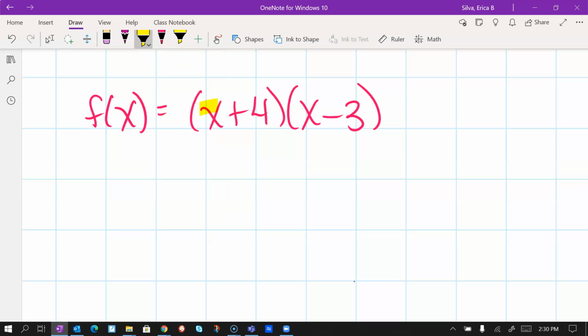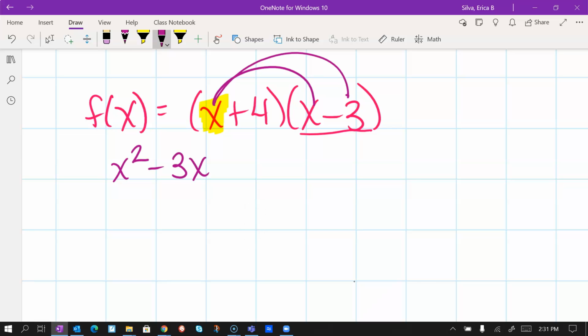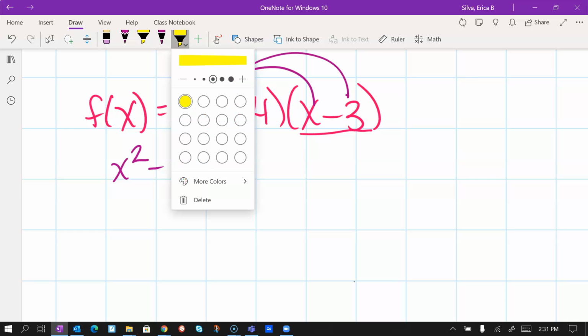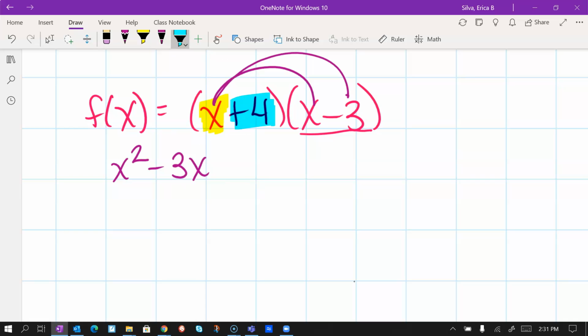What that does is you're basically multiplying this first term by this whole thing. So we're going to do x times x, which gives us x squared, and then x times the second number in the second parentheses, which is negative 3, which is negative 3x. Then we're going to do the exact same thing, but we're going to start with that positive 4. Positive 4 times x gives us positive 4x. And then positive 4 times negative 3 will give us a negative 12.